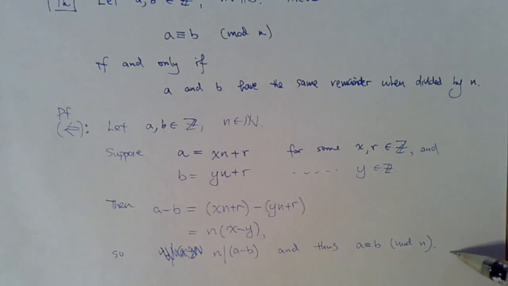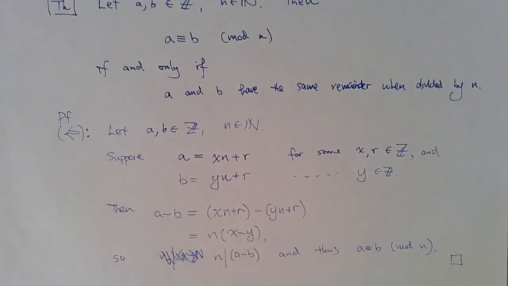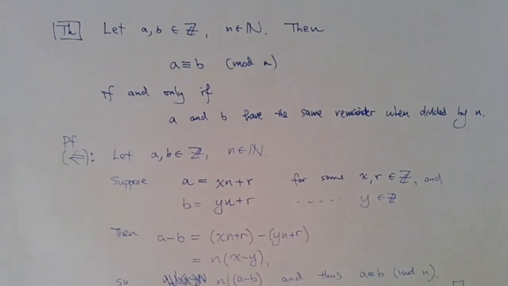I should probably cite the definitions right now, but we just did that on the previous theorem, so I'll leave that off. So that gives us what we wanted. So what we have just shown is that we can think of congruence as calculating the remainders when we divide by n and then seeing if they're the same or not.